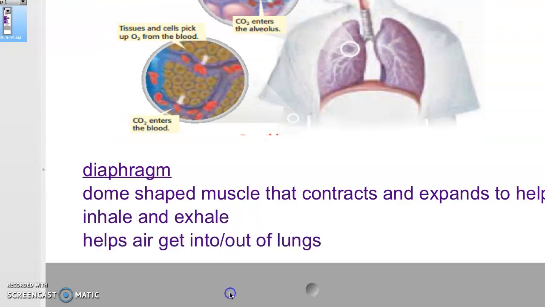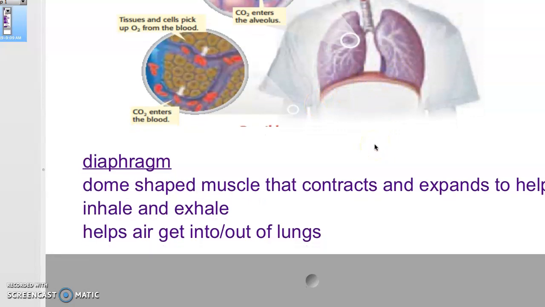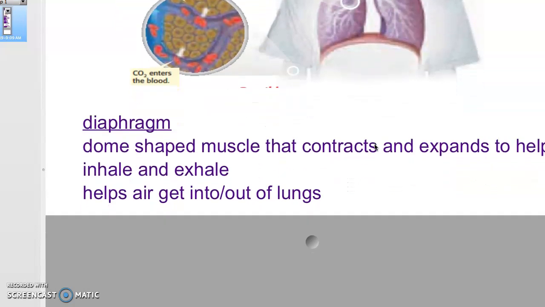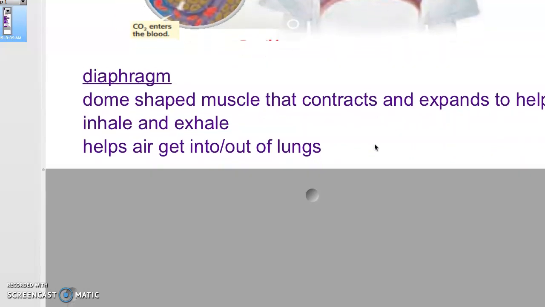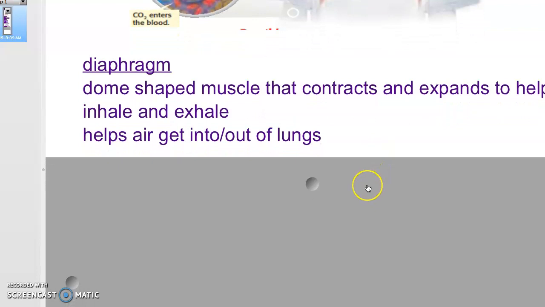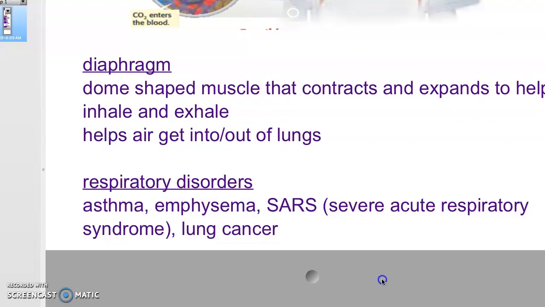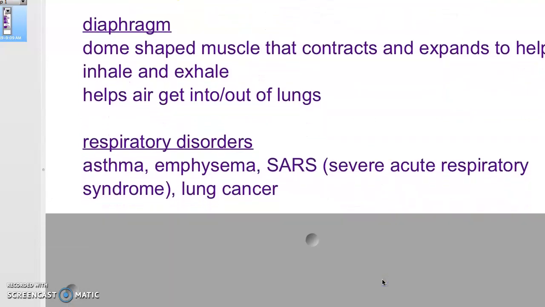So the diaphragm is that dome-shaped muscle right down here that contracts and expands to help us inhale and exhale. So it's nice to know that, earlier on this year, we were talking about parts of the body that are in more than one system. Great example here: the diaphragm is considered a muscle, but clearly it helps the respiratory system and it's part of it. So we always talk about disorders, right, of different systems.